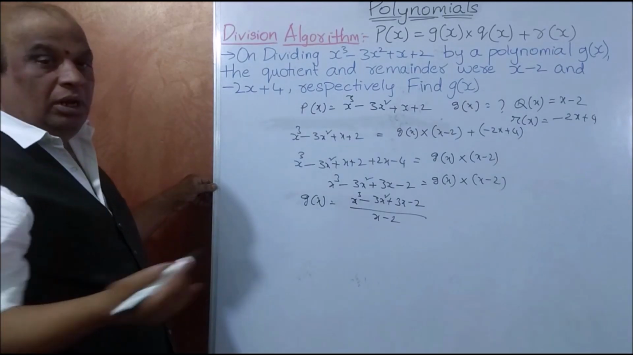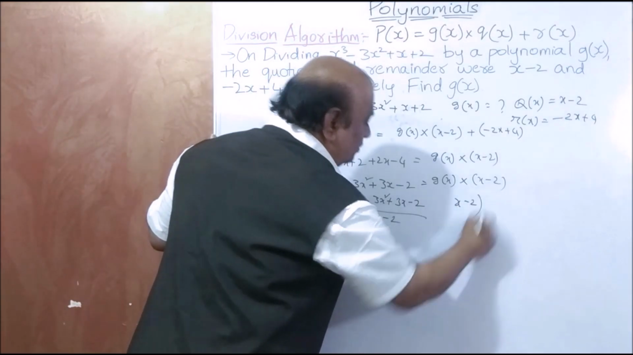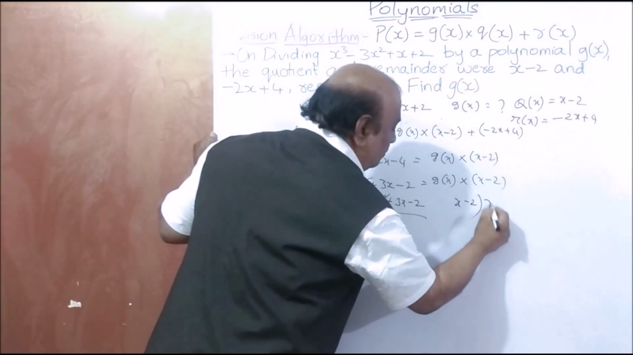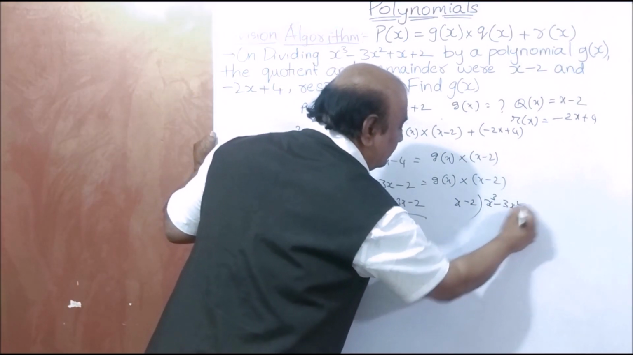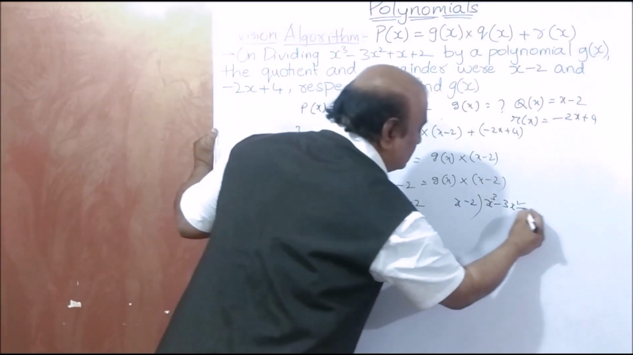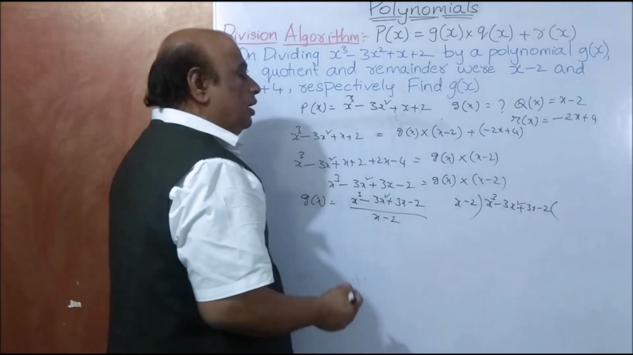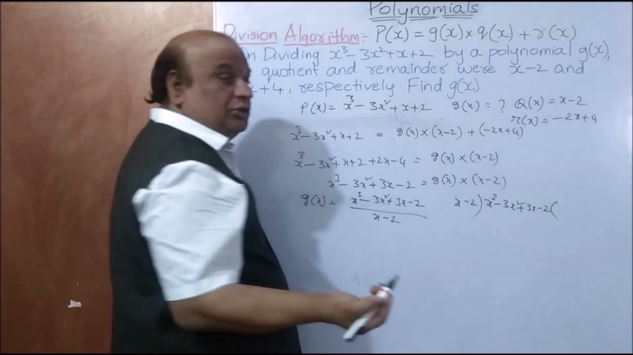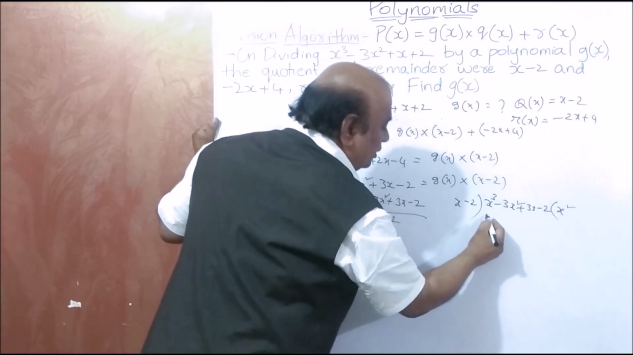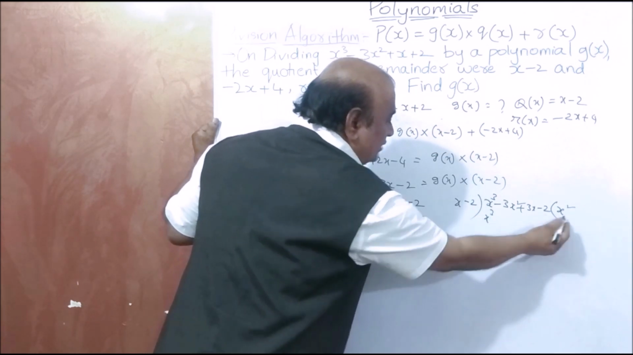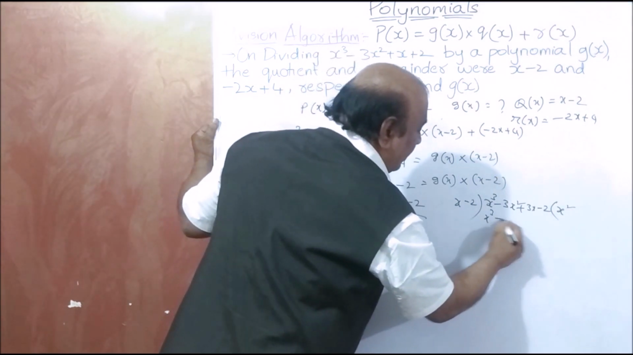Now you should do long division. X minus 2 into x cube minus 3x square plus 3x minus 2. Now x into how much is x cube? X square. X square into x gives x cube. Next x square into minus 2, minus 2x square.